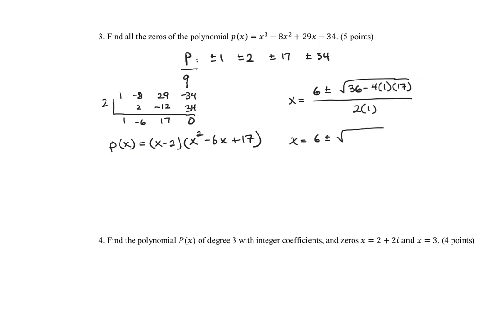So we need 36 minus 4 times 1 times 17. Now 4 times 17 is 68, so this is 36 minus 68. That's going to give us negative 32 right there. Now, the square root of negative 32 doesn't exist. We have to use the imaginary number now, so that negative sign will be replaced with an i. You can either put the i in front or behind it. I usually put it in front.